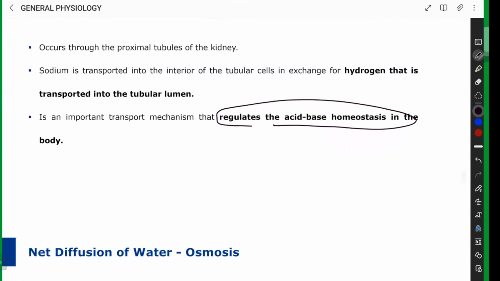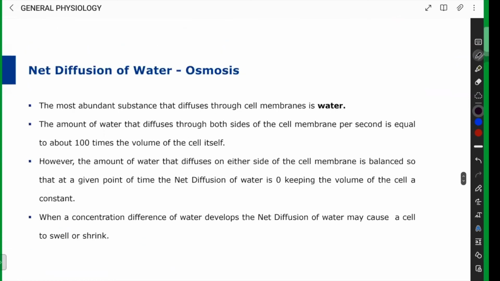Till now in transportation, both active, secondary active, primary active, and diffusions, whatever we discussed is where the solute is going to move from the higher concentration to lower concentration, or lower concentration to higher concentration. But here, in simple terms, your solvent is going to move. That is, your water is going to move.